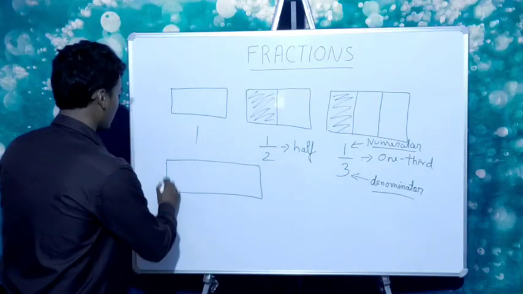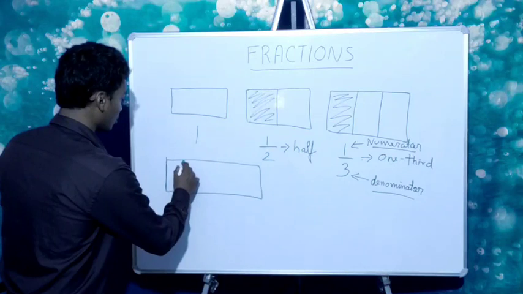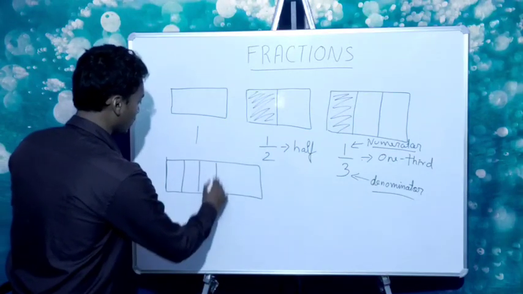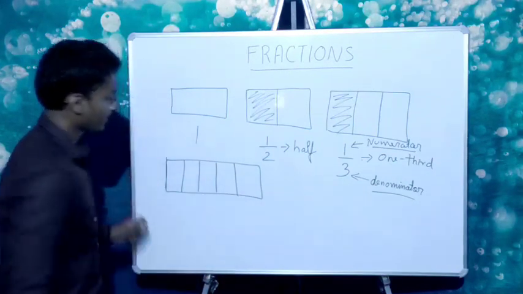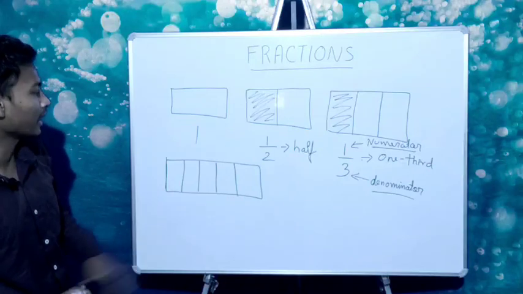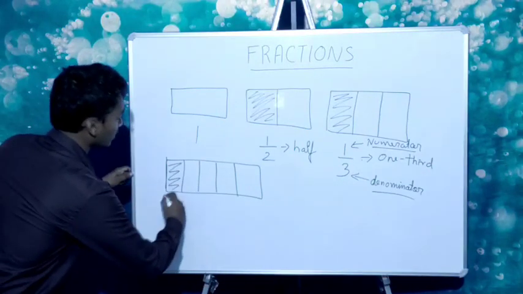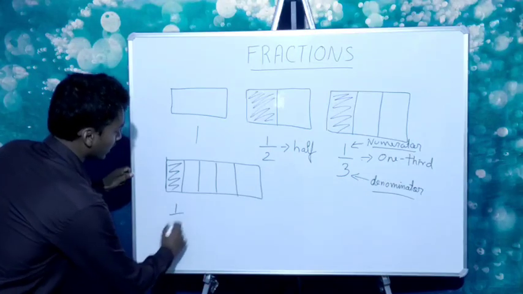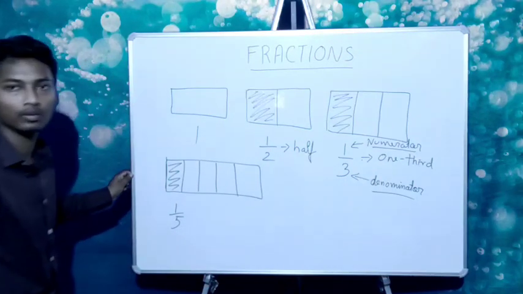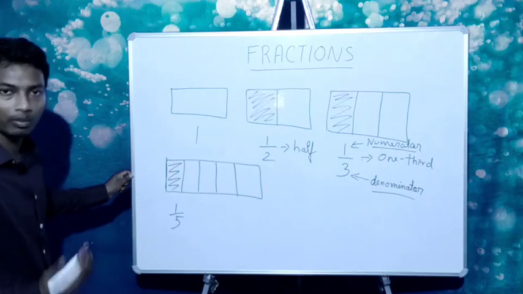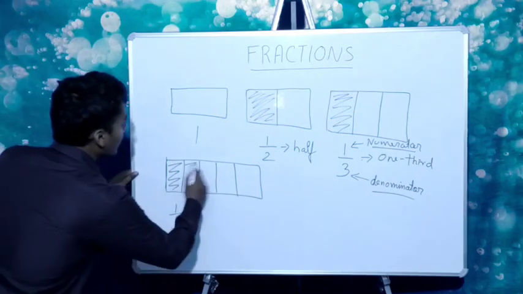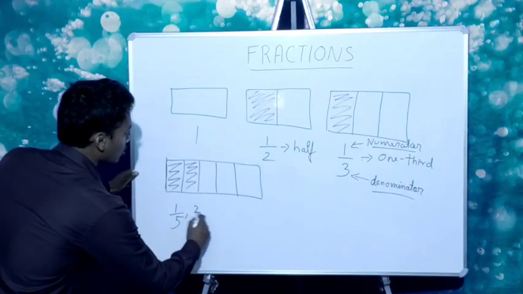Now let's take another example to understand fractions. Here I have divided this rectangle into 5 equal parts. If I select one part out of it, it will be written as 1/5, right? Or 1 by 5 we can say. If I select two parts, it will be written as 2/5.